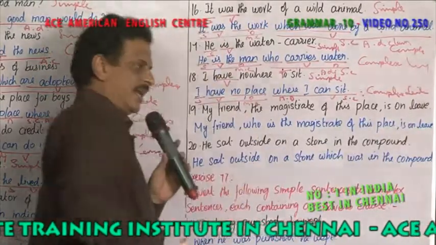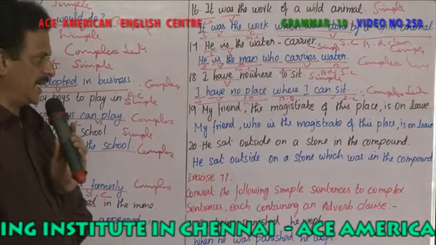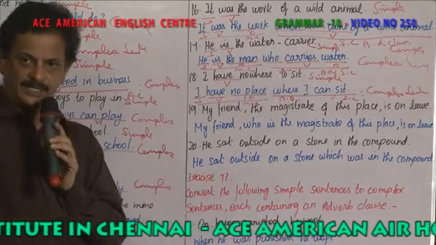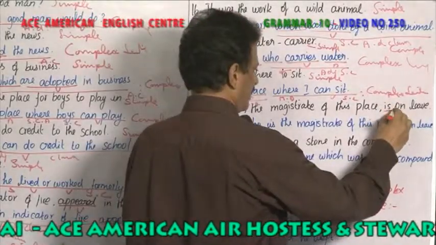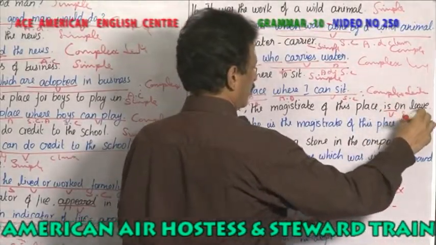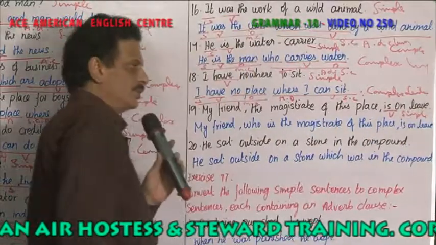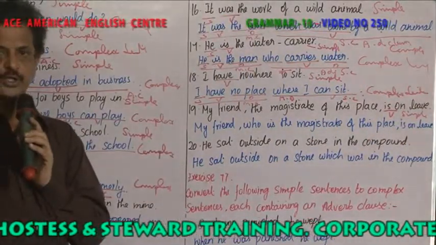Next, my friend, the magistrate of this place, is on leave. My friend, the judge, is on leave. So which is the verb here? Is is the only verb. So this is a simple sentence, only one verb in the sentence. So how do you describe this sentence with two verbs?